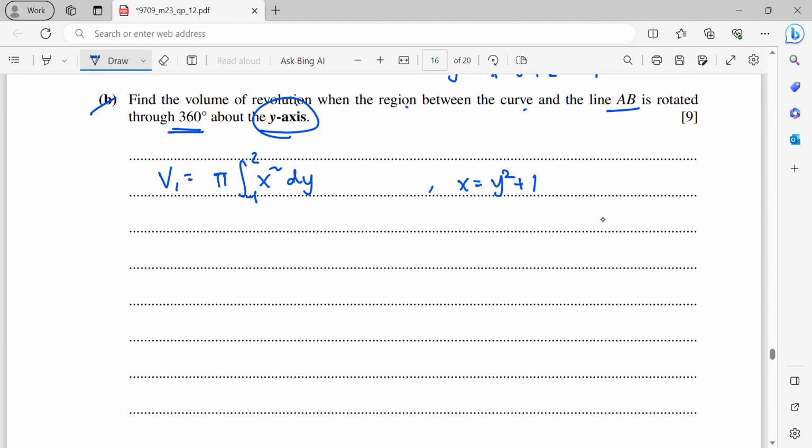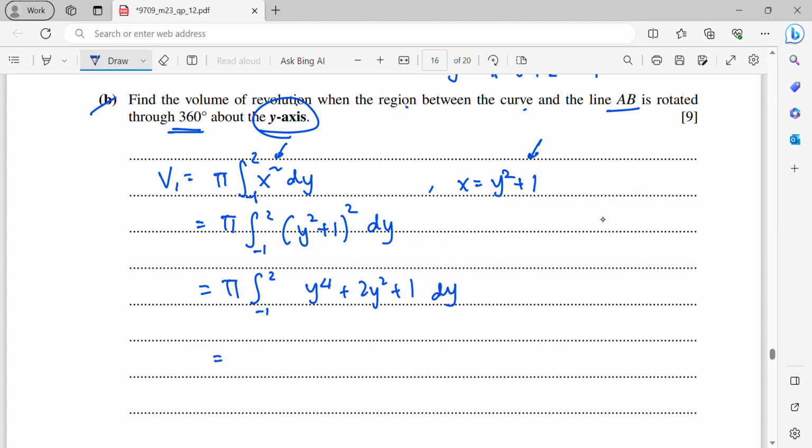So now this is x squared. That means I have to square this, right? So it will be pi integrates from minus 1 to 2. I square the y squared plus 1 because that is my x only. I need to expand first because of the y squared. So when I square the y squared plus 1, you'll be getting y to the power 4 plus 2y squared plus 1 dy.